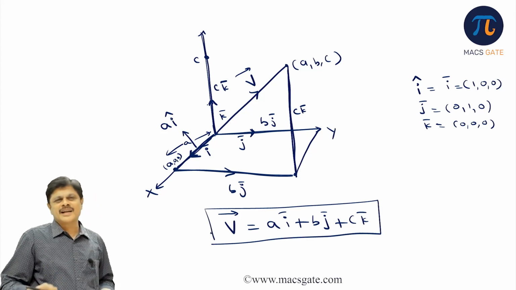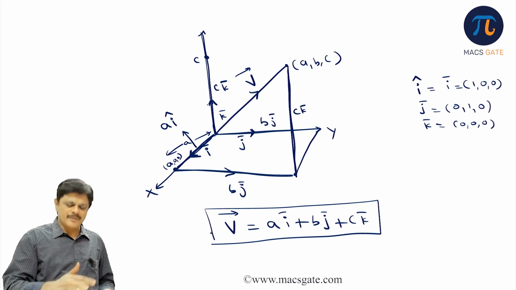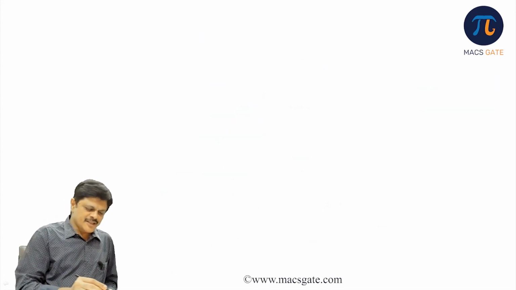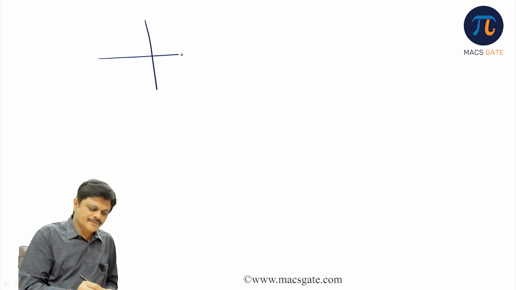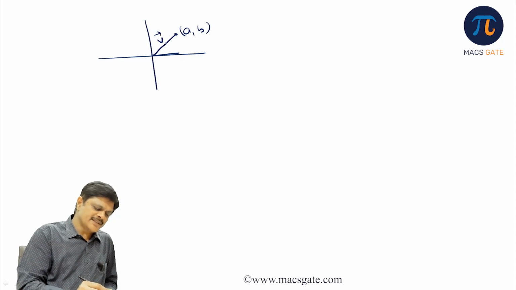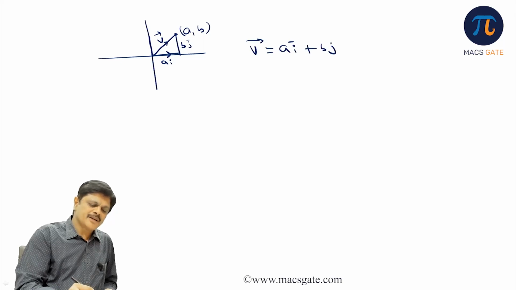Now this idea can be generalized for n-dimensional vectors, or you can specify it for a two-dimensional vector. For example, if it is a two-dimensional vector like this, how can you represent it? This vector can be represented as a i bar plus b j bar. So v bar can be written as a i bar plus b j bar.